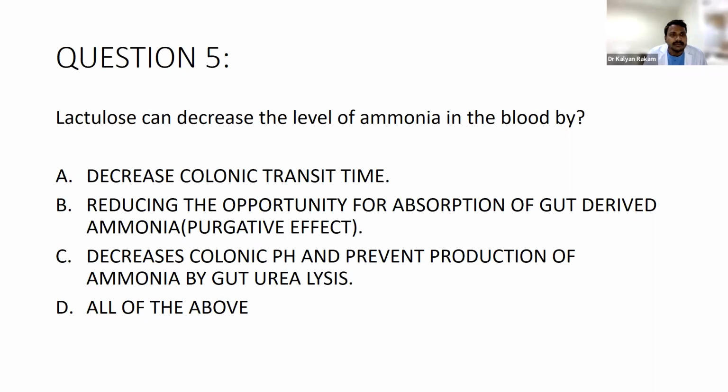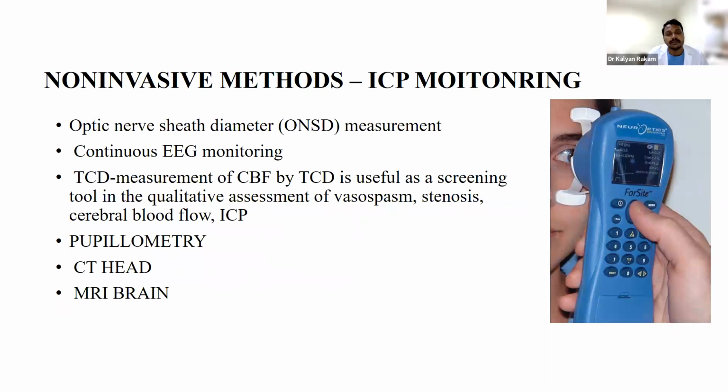Through that mechanism, lactulose will help the patient pass more than 4 stools per day. That will decrease the level of ammonia and also cerebral edema. So non-invasively, how can we monitor the intracranial pressure? As I told you, optic nerve sheath diameter can be measured with an ultrasound, along with continuous EEG monitoring and also transcranial Doppler.